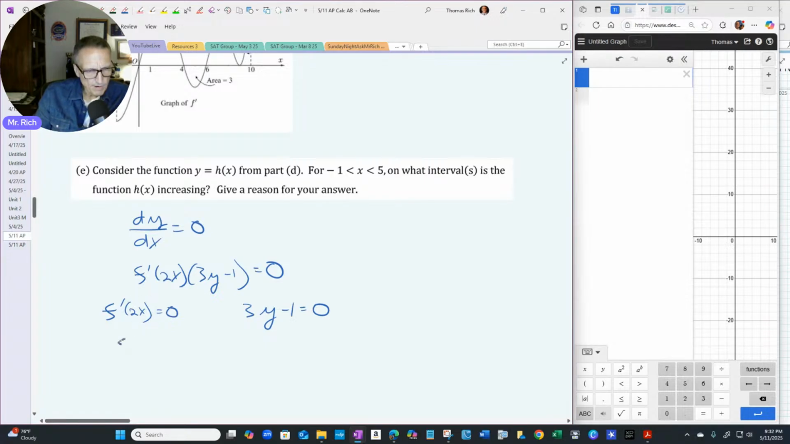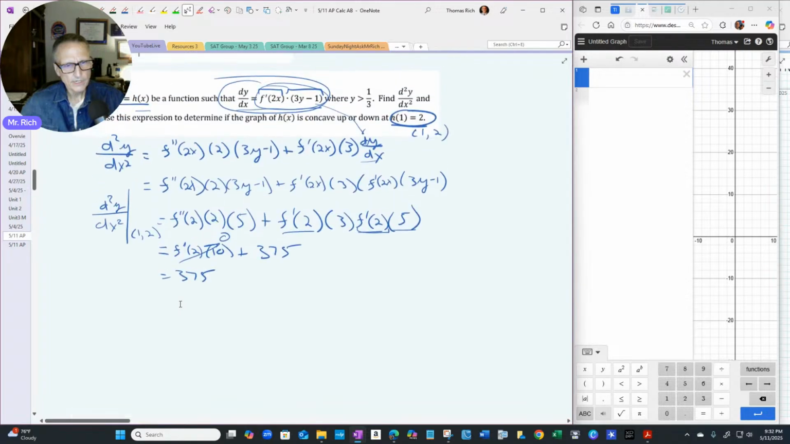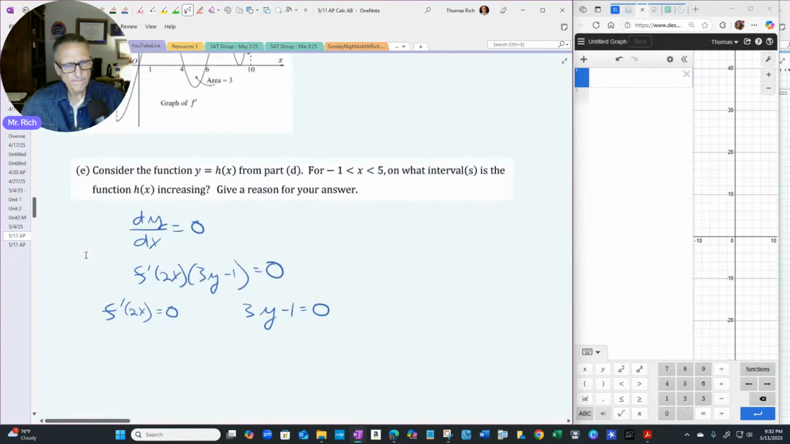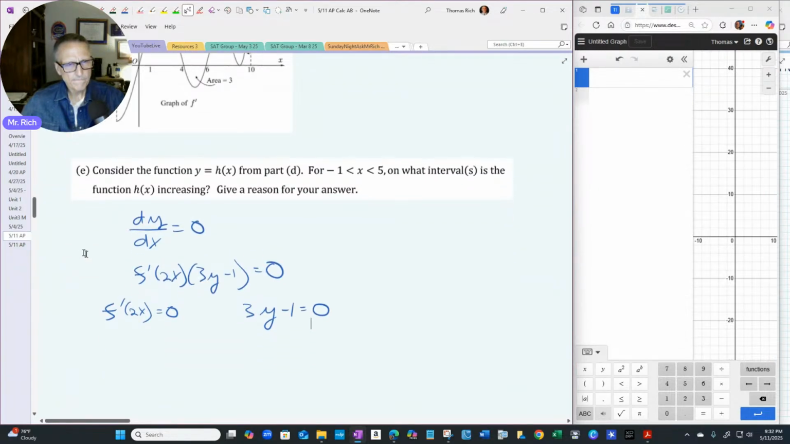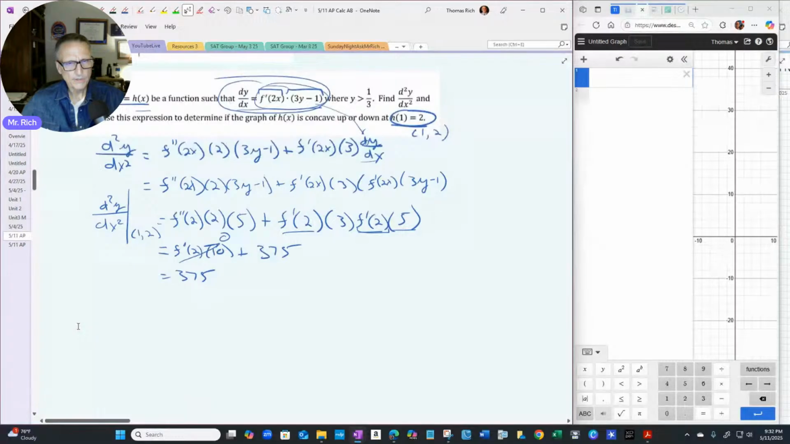Now, when is f prime of 2x going to be 0? Well, I think what we want to do here is actually use the second derivative test, right? Because although we're looking for critical values here, from -1 to 5, we're only going from -1 to 5. On what intervals would the h of x be increasing? So let's see what we want to do here. So we have its derivative and we have its second derivative.